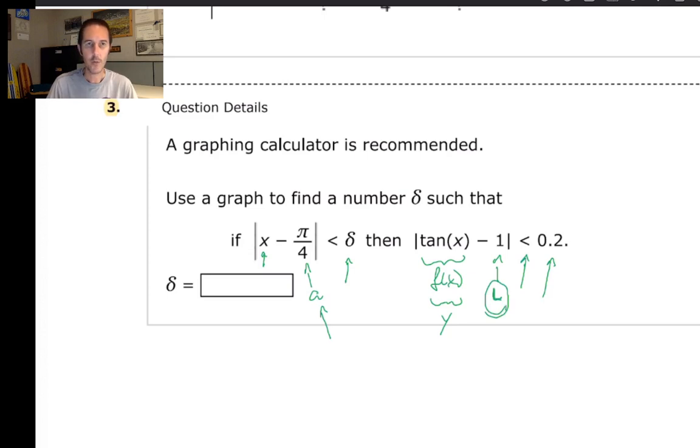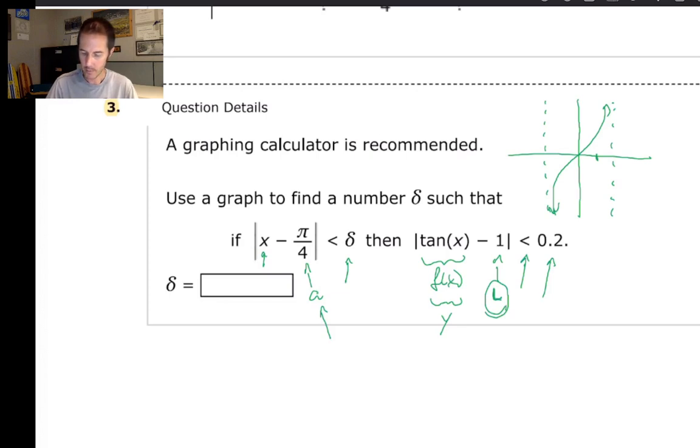So if I were you, I would indeed use a graphing calculator if you have one, or use desmos.com as a free graphing utility and draw yourself the graph. Our tangent function looks something like this in between our vertical asymptotes, which are at negative pi over 2 and pi over 2.